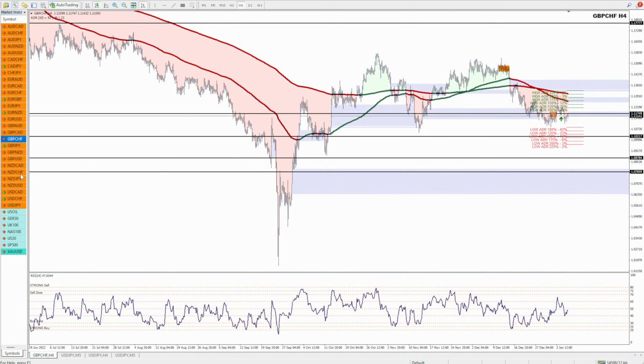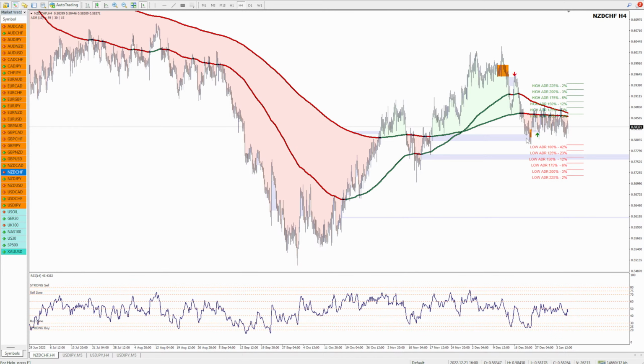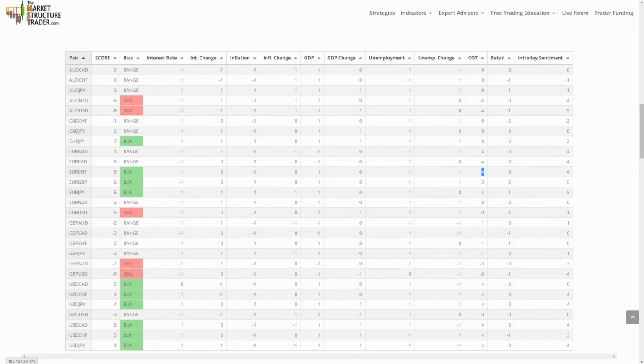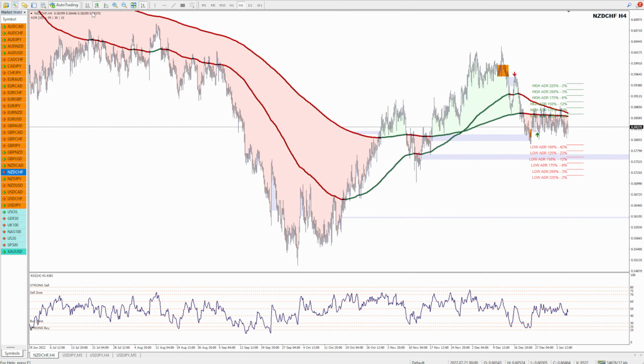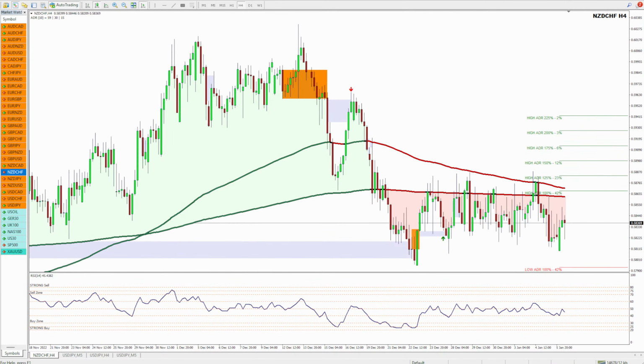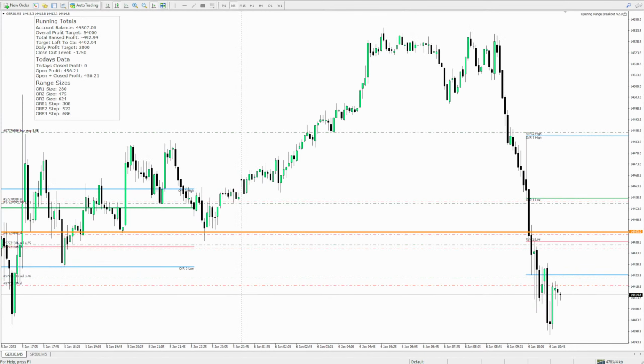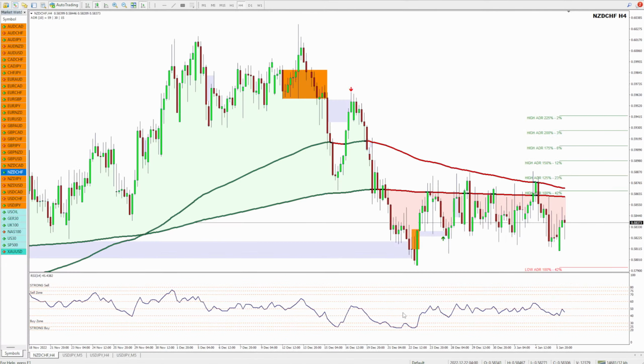It's just rubbish. New Zealand Swiss, sideways mess at the minute. Very tight accumulation on this one. So if you look at the fundamentals on it, it's a buy, but it's only a buy again because of COT. So we know we've got the big players on our side on this one. So institutionally, let me just quick look at the DAX. Stalling out down here. So we're just sideways at the moment on this one.